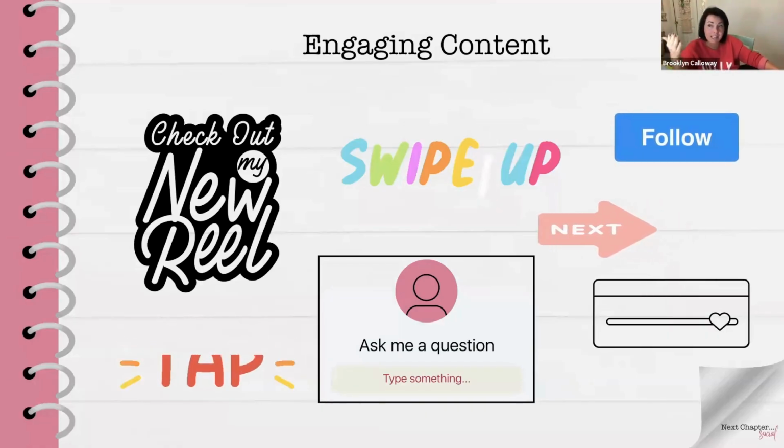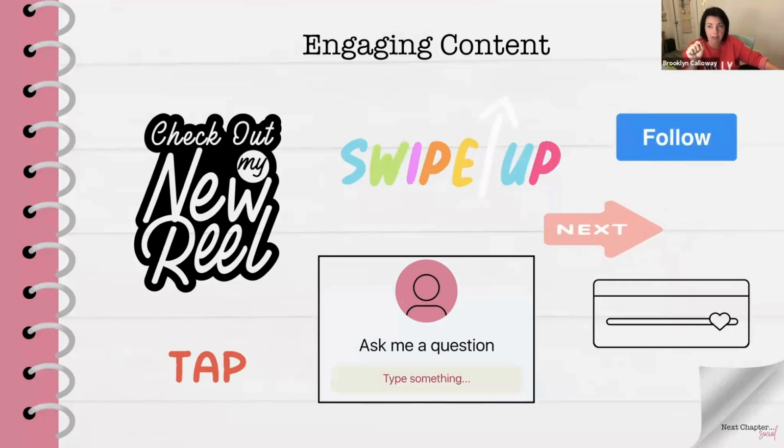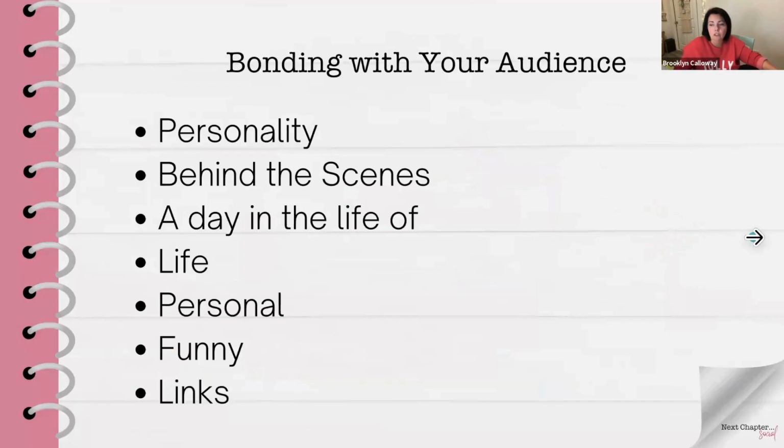Swipe up if you have 10,000 followers or more. You can have the swipe up feature. That means when they swipe up, it actually goes somewhere. However, you can use the swipe up feature and hide a link behind it. Okay. So it looks like they're swiping up, but they're really clicking the link accidentally. So that's a little trick.